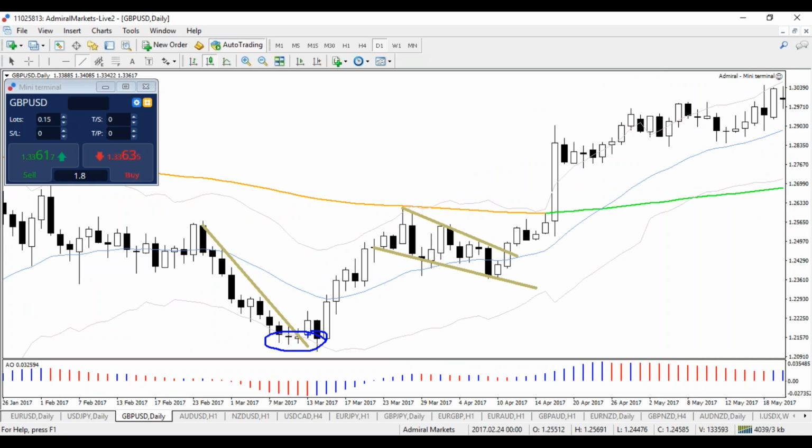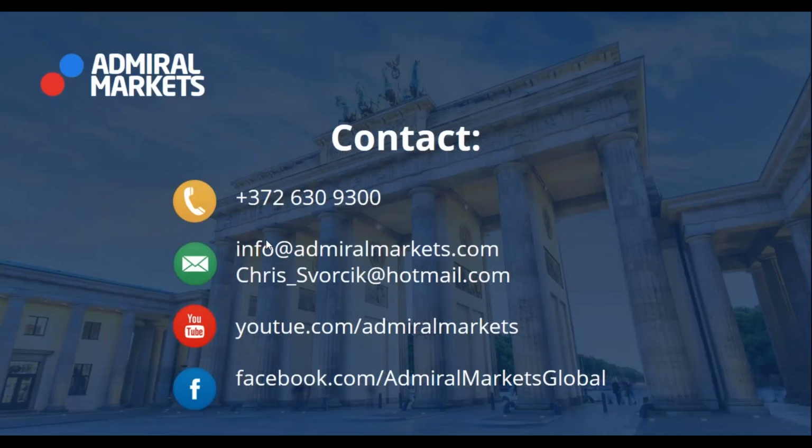So I hope that this helped you in understanding support and resistance, how to find it, but also how to trade it. And I hope that this can help your trading overall.